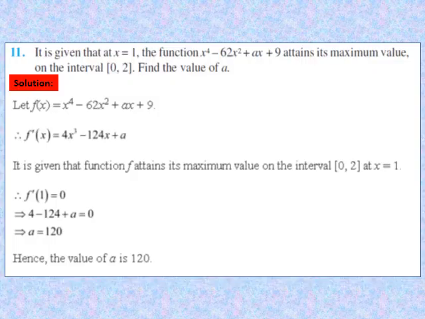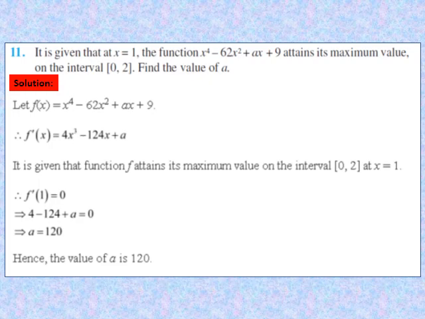Moving to question 11. It is given that at x equals 1, the function x⁴ - 6x² + ax + 9 attains its maximum value on the closed interval [0, 2]. So we have to find the value of a. Now the interval is closed. So we have f(x) equals x⁴ - 6x² + ax + 9. So finding f'(x), we get 4x³ - 12x + a.